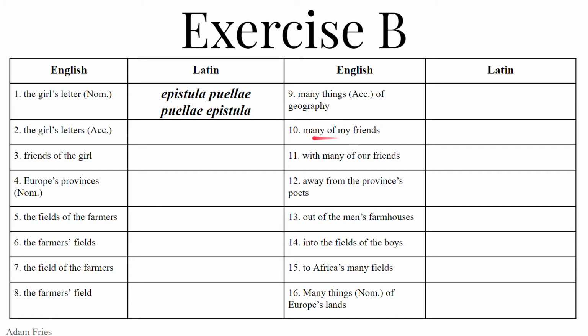That's the important thing to take away from number 10, is we're not doing an additional genitive. There's no genitive of "many of my friends." Many of my friends just equals my many friends. So we have multi, amici, mei.